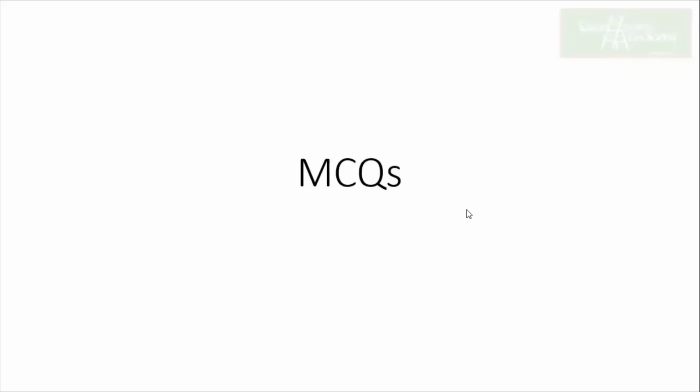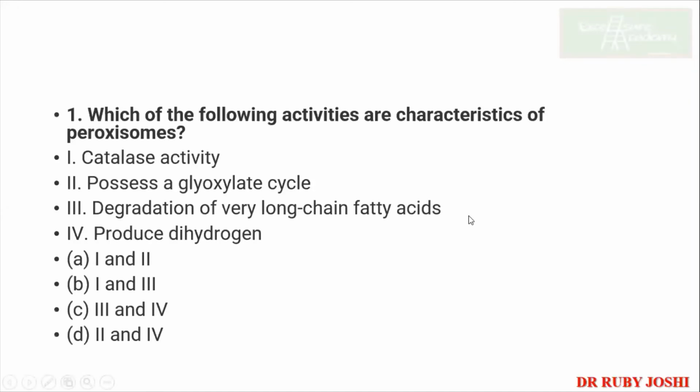So your first question is, it's really very simple, guys. Which of the following activities are characteristics of peroxisomes? First one, catalase activity; possess a glyoxylate cycle; degradation of very long chain fatty acids; and produce dihydrogen. So what is the answer?